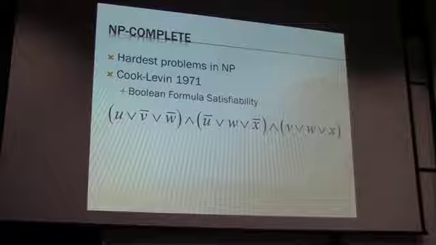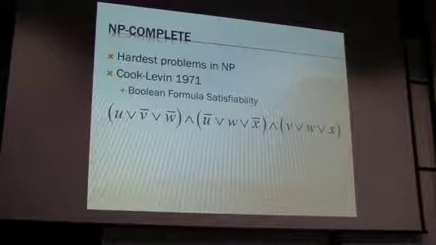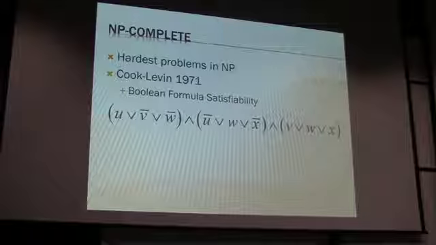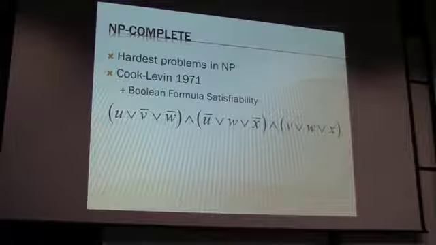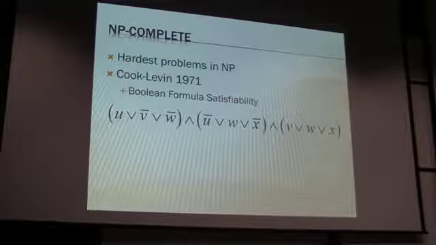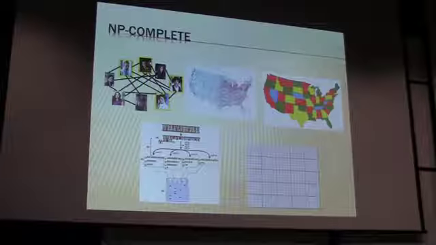The first of these was found independently by Steve Cook and Leonid Levin back in the early 70s. Boolean formula satisfiability. You take a logical formula and you just ask, is there a way to set the variables true or false to make the formula true? Very simple question. It turns out to be NP-complete, as hard as any other NP problem. And then, within a couple of years, a whole slew of other problems also seemed to have this property.